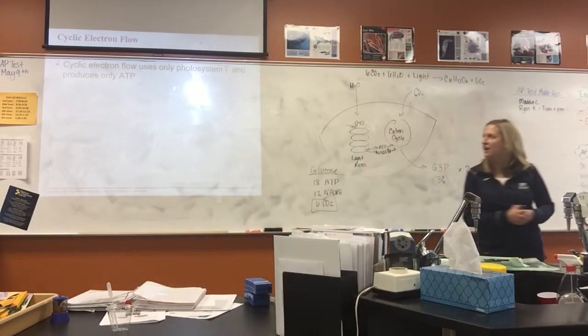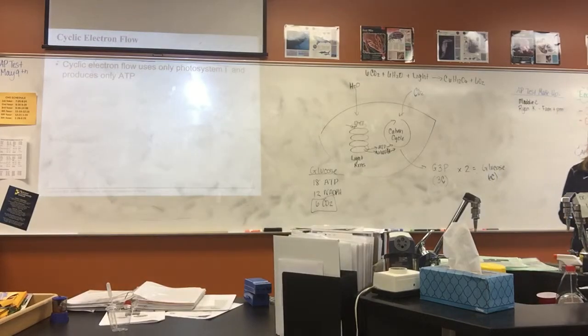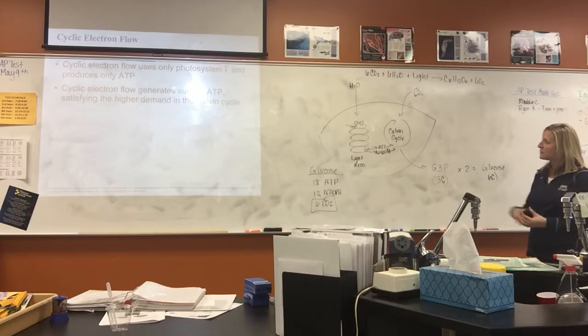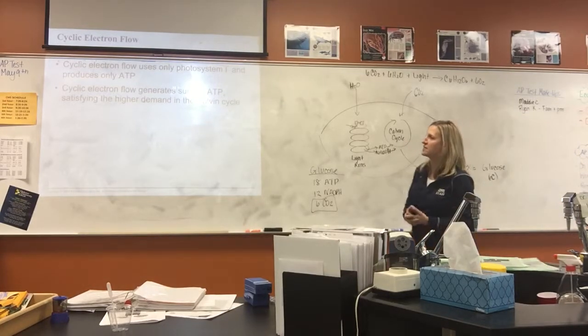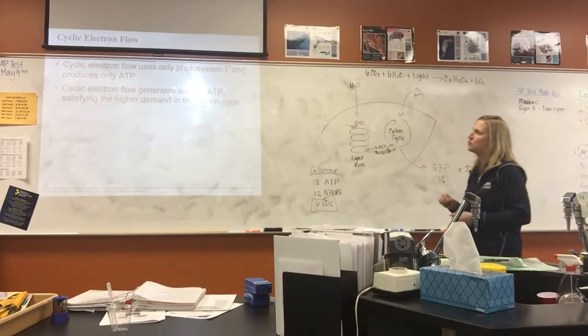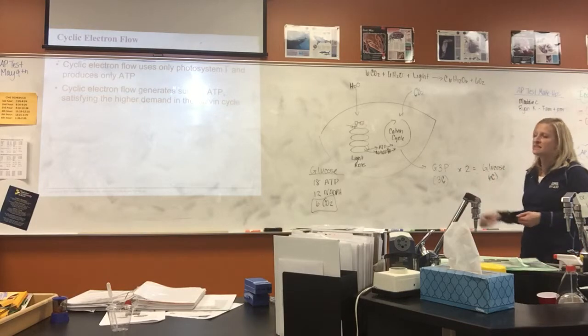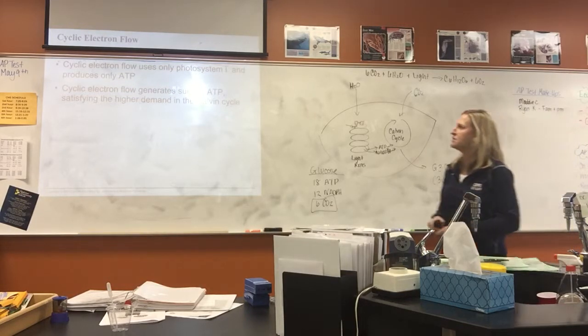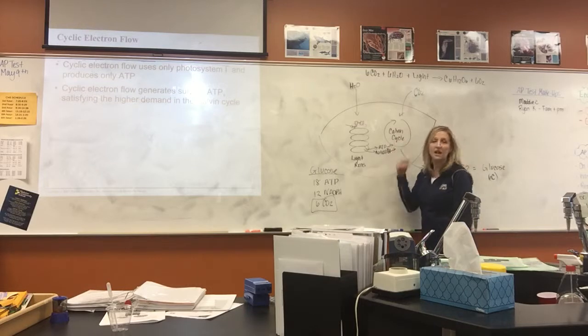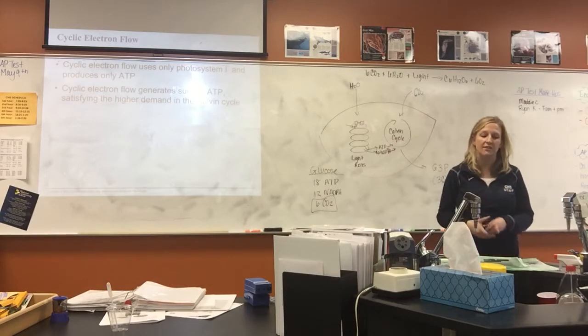Cyclic electron flow uses only photosystem 1 and produces only ATP, because that's what we need, because it's used more in the Calvin cycle. So this cyclic electron flow generates surplus ATP, satisfying the higher demand of ATP in the Calvin cycle. You need more ATP in the Calvin cycle.